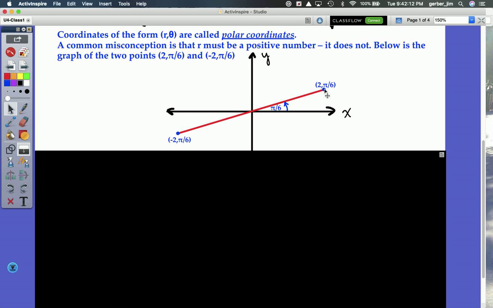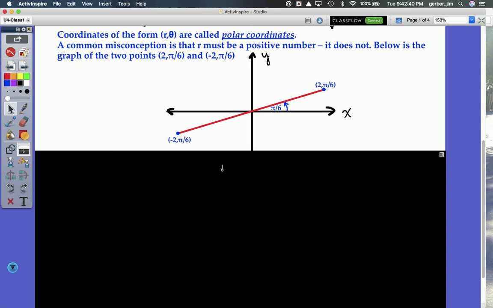The point (-2, pi/6), I would start the same way. I would rotate through an angle of pi over 6 radians, but now, instead of going 2 units from the pole, I imagine going -2 units, which puts me in the opposite direction. I rotate 180 degrees, and this would be the point (-2, pi/6). I rotate pi over 6 radians, and I go -2 along that line.